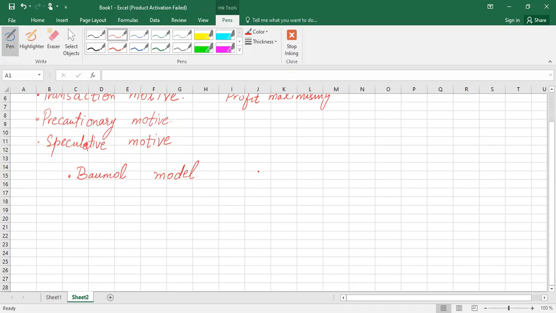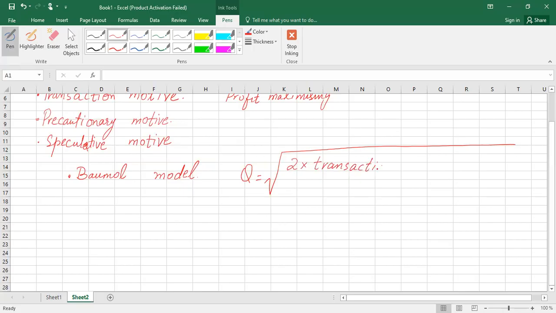A profit maximizing cash balance. The Baumol model says that we should keep sufficient cash which helps us keep our two costs at the lowest possible level. Now, which are the two costs we want to keep at the lowest possible level? One is called transaction cost.